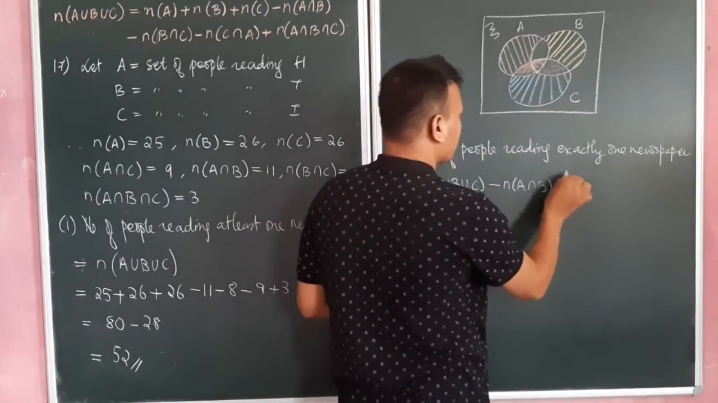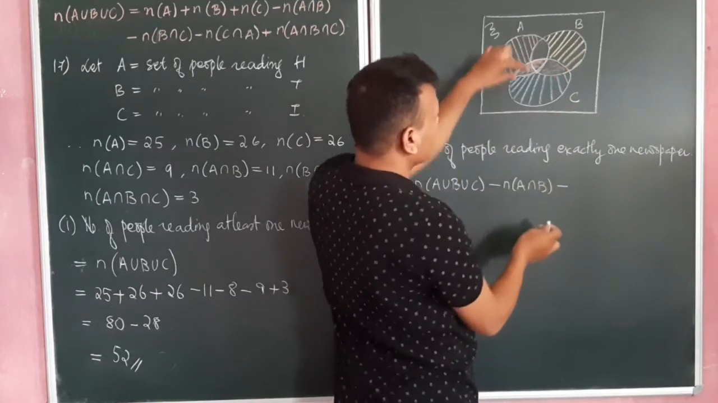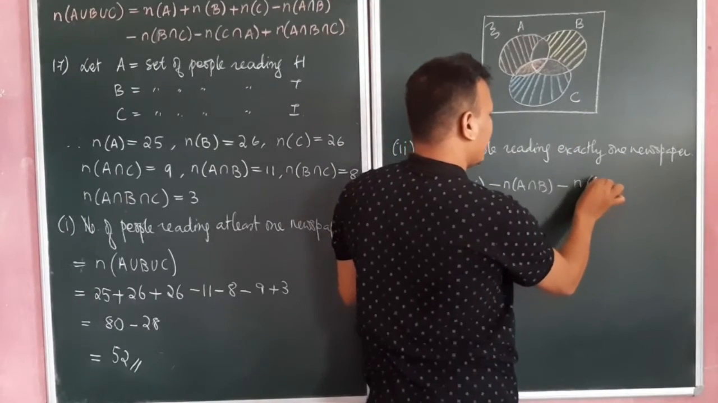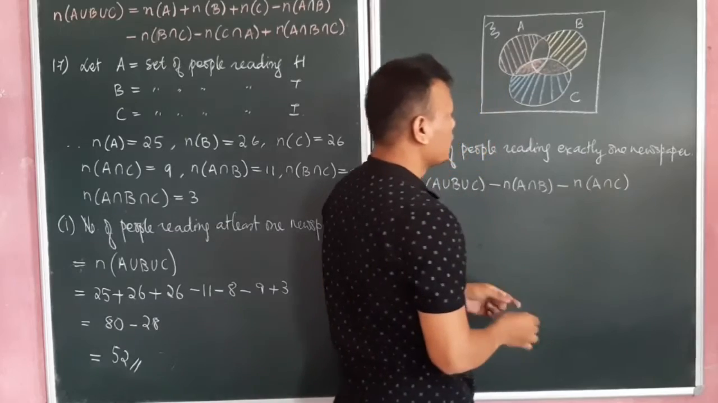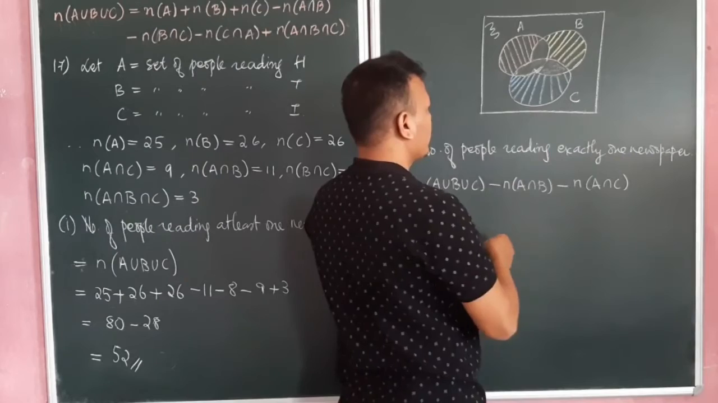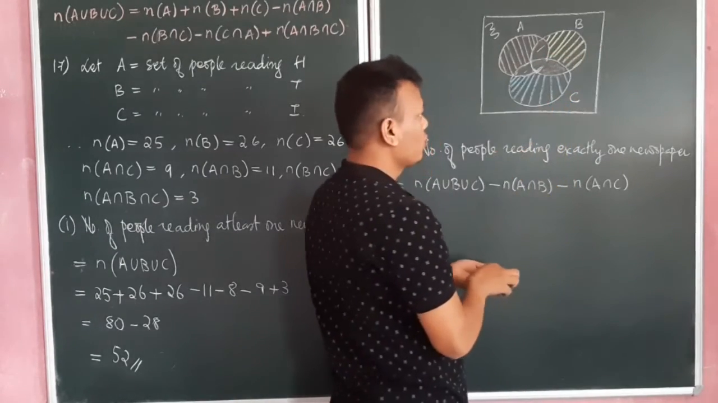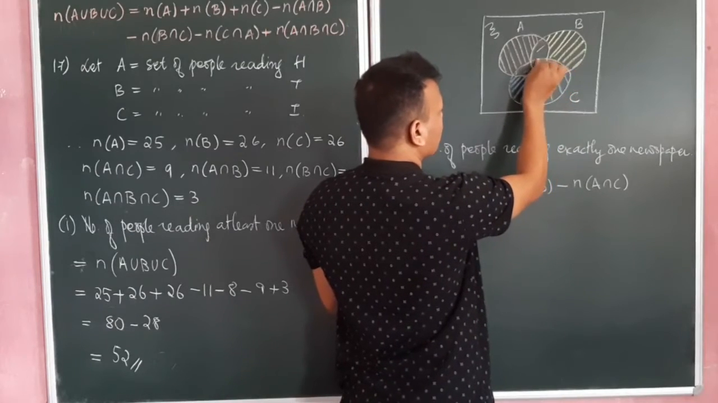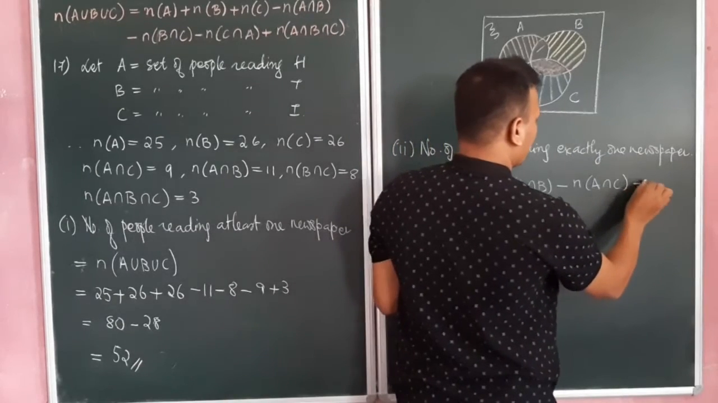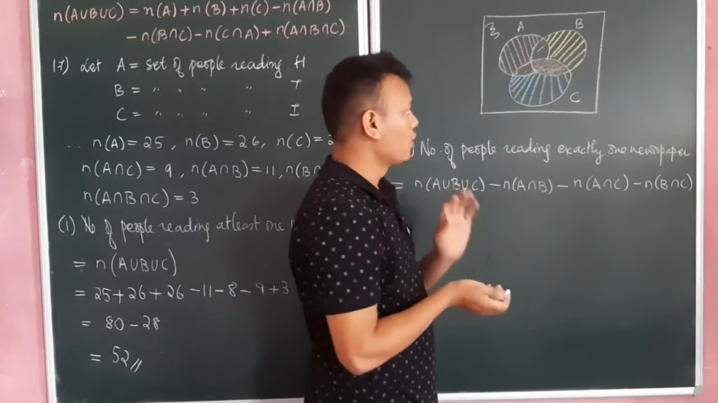Let me first remove this full thing. What is this full thing? This full thing is A intersection C. So n of A intersection C is removed. Now again, let me erase this. I have removed this part, I have removed this part, now I have to remove this part. I cannot remove only this much, so let me remove this full thing. How much is this full thing? This full thing is n of B intersection C. Alright, okay.